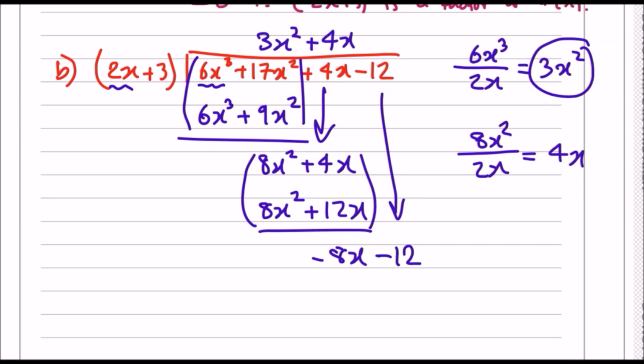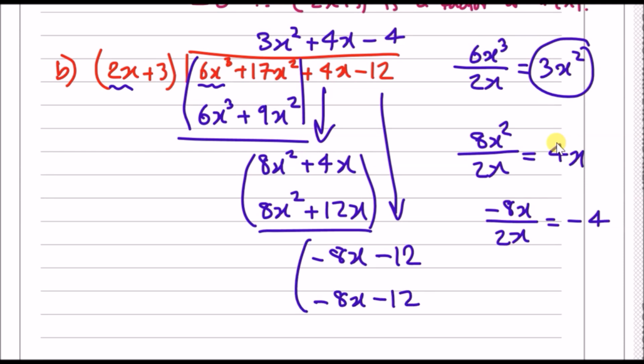And lastly, we do the same thing. How many times does 2x go into minus 8x? Well, we just do minus 8x divided by 2x. Simplifying the result, you get minus 4. Okay, so that minus 4 again goes right to the top. And just to wrap it up, we're going to use that minus 4 and multiply that linear term to get another result of minus 8x minus 12.